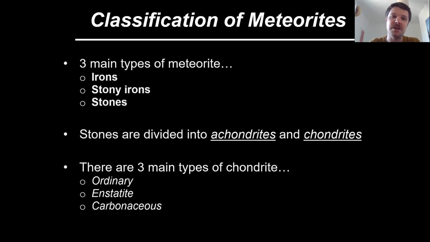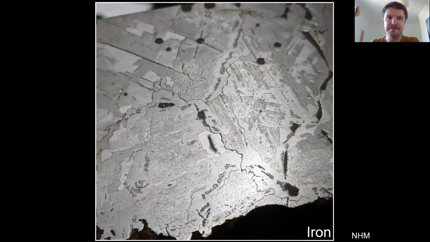And then within those chondrites, we also split those up into three main types. There are a few other types of chondrite, but there are three main groups, and that's the ordinary chondrites, the enstatite chondrites, and the carbonaceous chondrites.